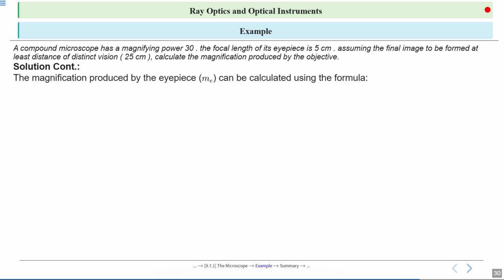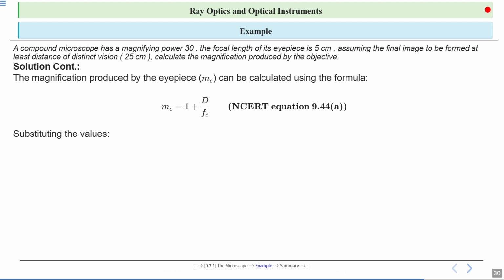To solve this, we first need to determine the magnification produced by the eyepiece. This is a crucial step because the total magnification of the compound microscope is the product of the magnification of the eyepiece and the objective. Let's introduce the formula for the eyepiece magnification. So here is the formula for the magnification produced by the eyepiece, denoted as ME, equals 1 plus D upon FE. In this formula, D is the least distance of distinct vision, which is 25 centimeter, and FE is the focal length of the eyepiece, given as 5 centimeter. This formula helps us understand how the eyepiece contributes to the overall magnification.